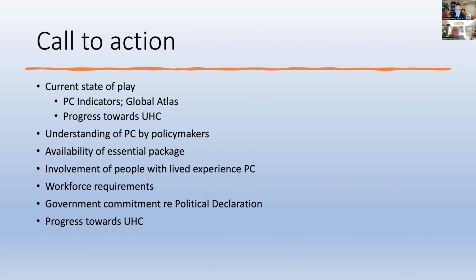So having determined what the current state of play is, using the Global Atlas and the palliative care indicators, and used the WHO data or the UHC 2030 data to determine progress towards UHC, you also want to determine what the understanding of palliative care is by policymakers and whether you have an educational job to do about palliative care before you begin to advocate in any other way. You need to know about the availability of the essential package, and it needs to go into your advocacy argument that you must have provision of the essential package as part of the palliative care package that is contained within UHC.